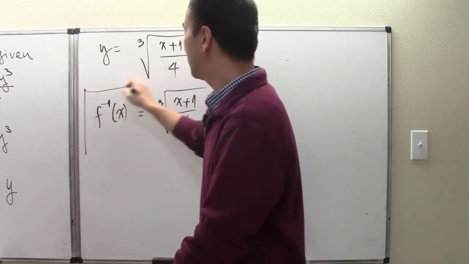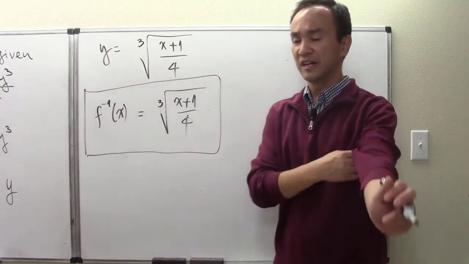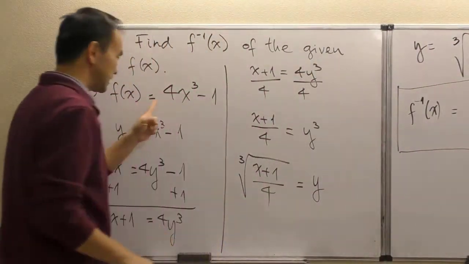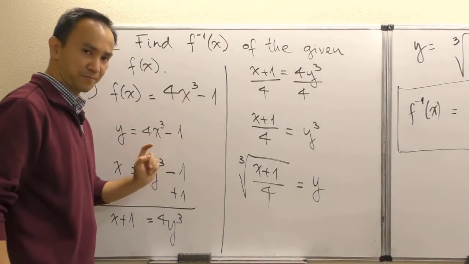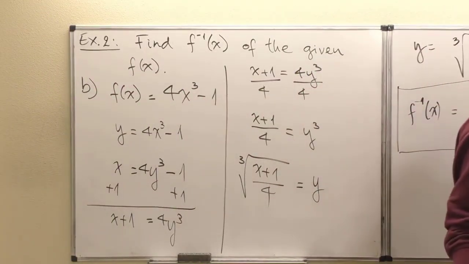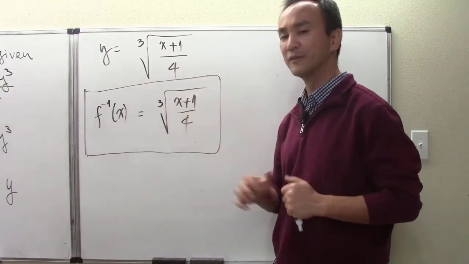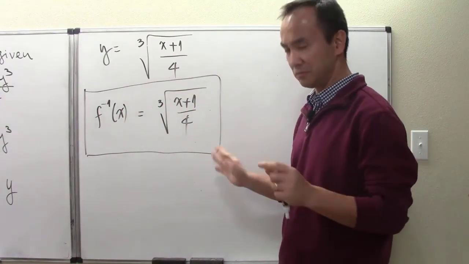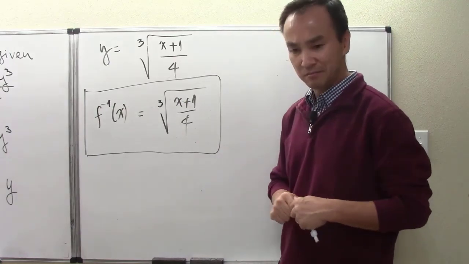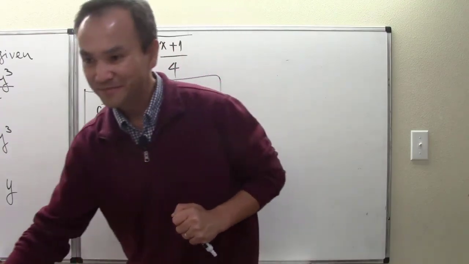We have found another inverse function. This is the inverse function of our function from the beginning, f of x equals 4x cubed minus 1. That inverse function was this one right here, the cube root of x plus 1 all over 4. So that's 2 problems done so far. Let's try another one.